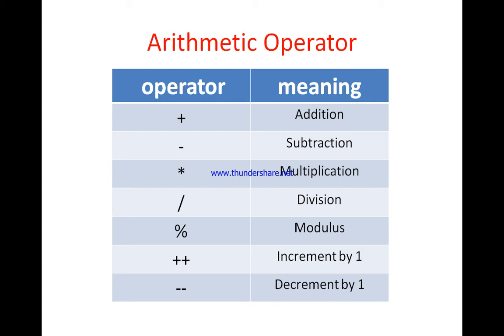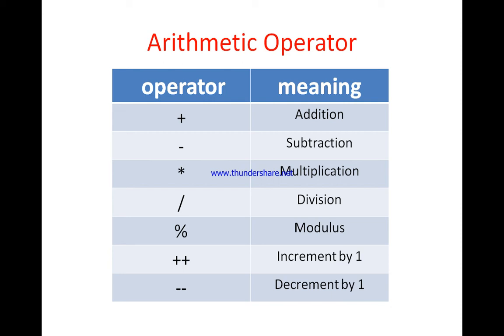Now JavaScript supports 6 types of arithmetic operator. Sorry, it's almost 7 types of arithmetic operator: addition, subtraction, multiplication, division, modulus division, increment by 1 and decrement by 1. These are the arithmetic operators.